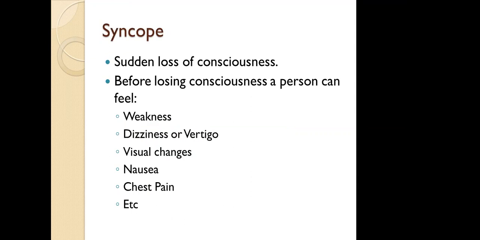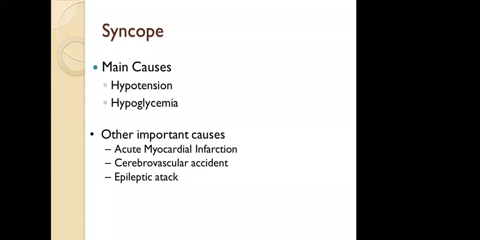So if they're feeling weakness, if they're very pale, if they start feeling dizziness or vertigo, if they start seeing dots, if they say they're seeing dots or seeing everything white, then it's probably a sign that they're going to pass out very soon. Same for you, if you ever feel this, you're probably going to pass out. And nausea or chest pain. And if someone tells you that they're feeling this, you should probably start acting on your first aid.